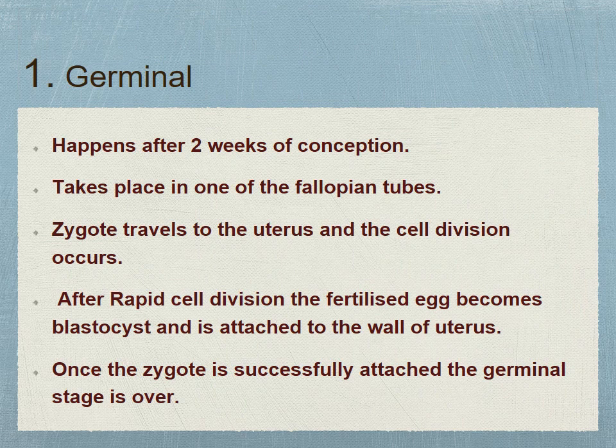Now, the first stage, that is the germinal stage. This happens after 2 weeks of conception in one of the fallopian tubes. Zygote travels to the uterus, and in the process, the cell division occurs. So, after rapid cell division, the fertilized egg becomes blastocyst, and then it's attached to the wall of uterus. Once the zygote is successfully attached, the germinal stage is over.